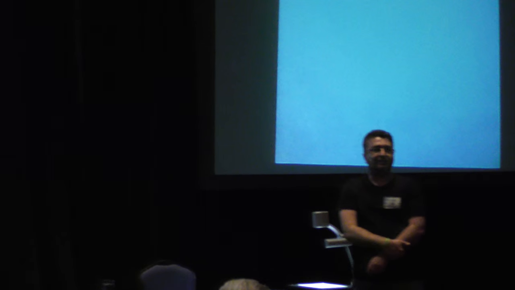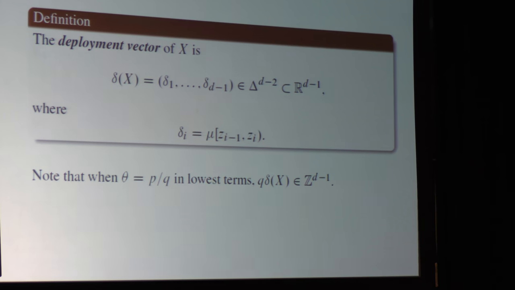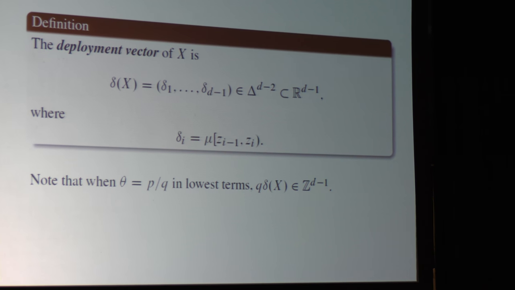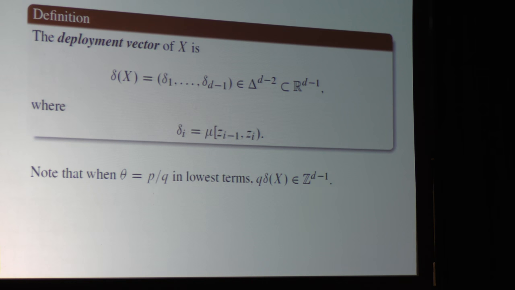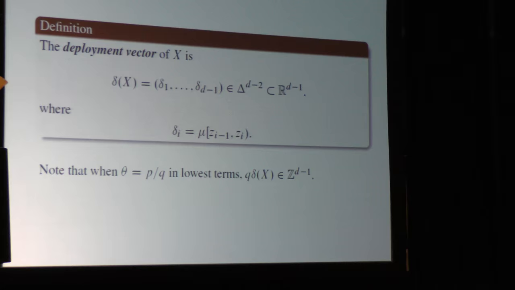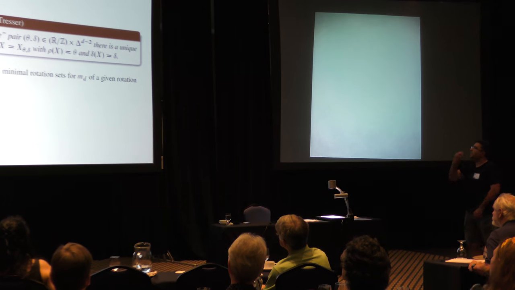Note that when theta is rational of the form P over Q in lowest terms, the components of delta are all rational numbers with denominator Q. So just fractions of that form. So Q times delta is an integer vector. So we have this restriction. Delta can't be arbitrary if theta is rational. The components of the deployment vector must be of this particular form.